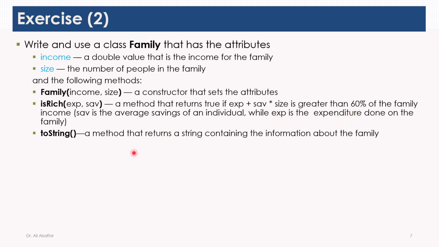EXP is the average expenditure done on the family. Finally, we need to write a method that is called toString. This method is similar to a print, but it's not printing, it is returning a string containing the information about the family. Let us see how we can define these three methods.